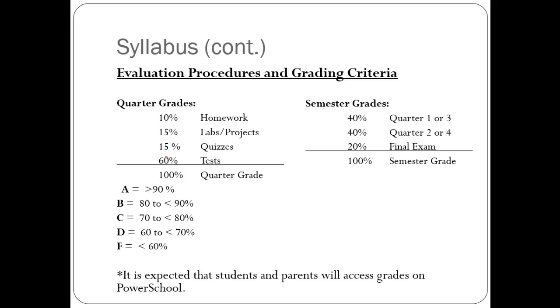But as we get ready for college, that's one thing we want to do, become better test takers, and we can work on some strategies to help you out if you need to. Quarter grade goes 90, 80, 70, 60 for A, B, C, D.